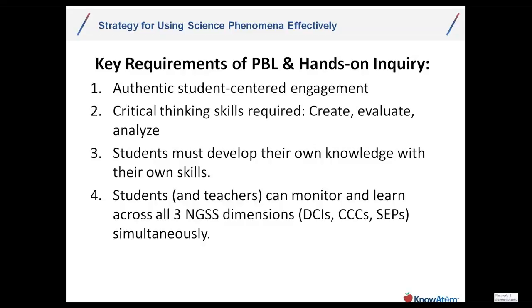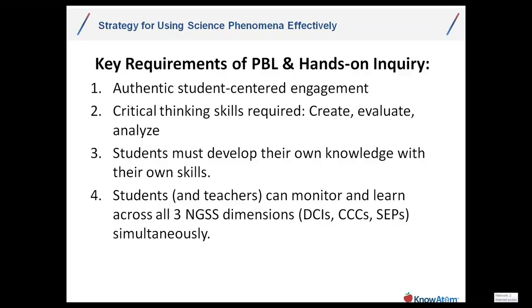So problem-based learning, using problems, engaging students in problems to drive instruction, absolutely can be next generation. Hands-on inquiry absolutely can be next generation. However, the reality of the way that problem-based learning and hands-on inquiry is implemented in the classroom oftentimes misses the mark. We can talk more about this if anyone has specific questions, but in order for problem-based learning or hands-on inquiry to be effective and aligned to NGSS and implementing phenomena appropriately, it's important that it's authentic and student-centered engagement.